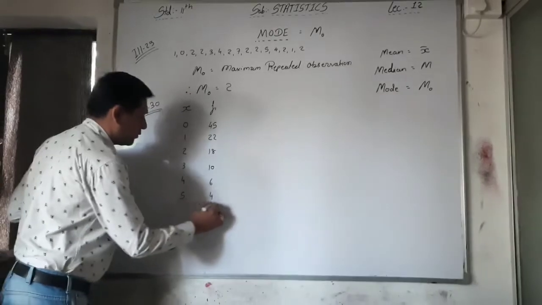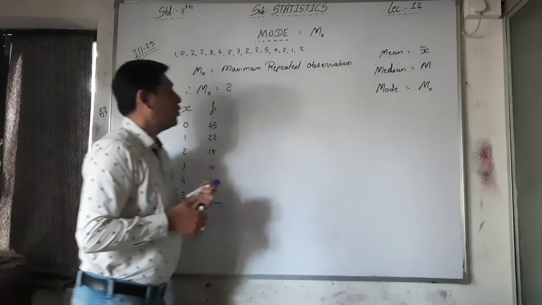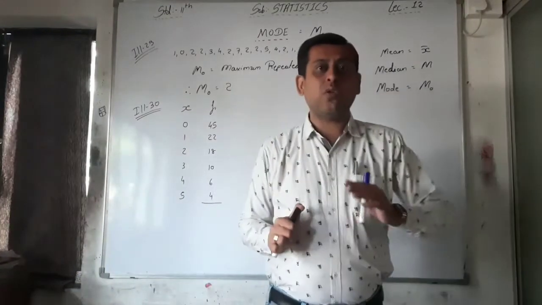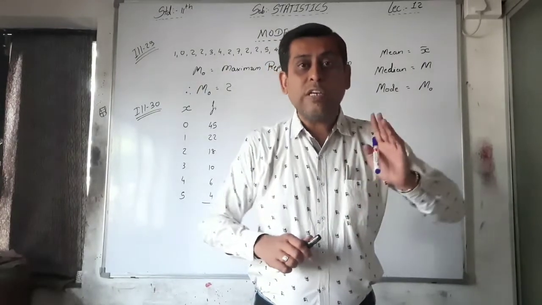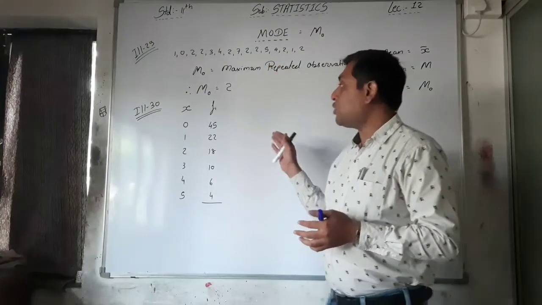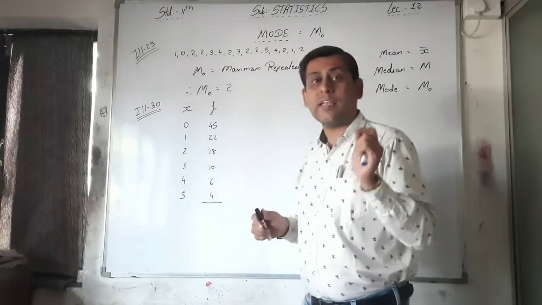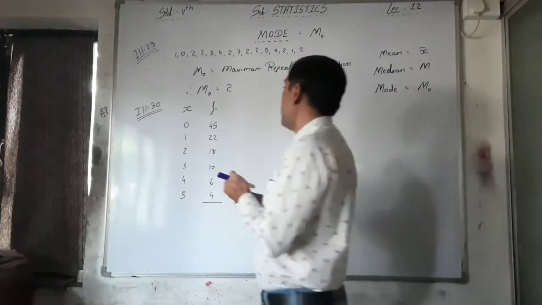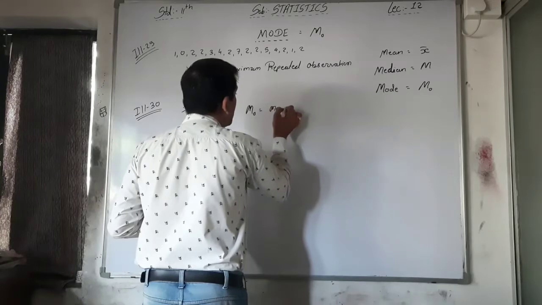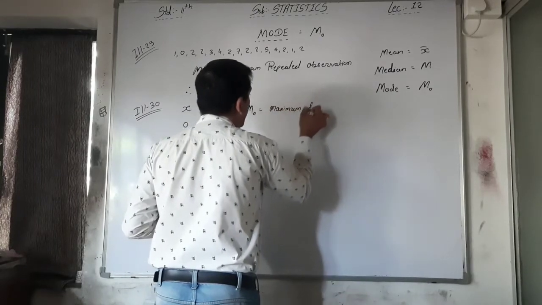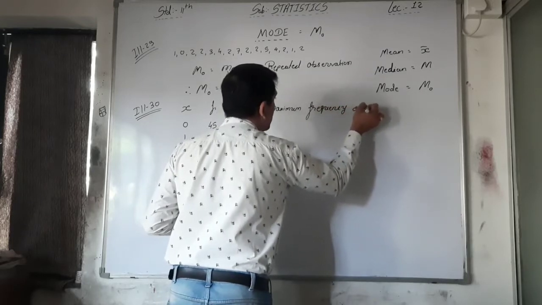This is the X and this is your frequency. By the meaning, or by the main formula for the mode of discrete group data, you can say which one is your mode from this data: the highest frequency, or maximum frequency, observation. What is the formula for that? MO is equal to the maximum frequency observation.